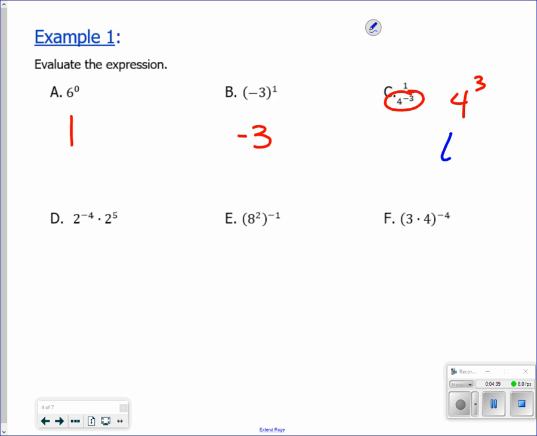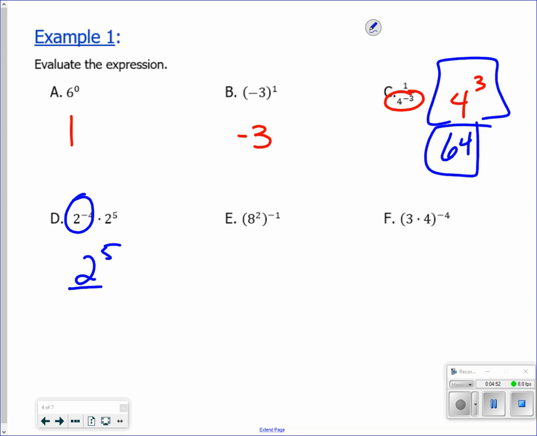So if you have a number, right, this would be 64. 4 to the third power is actually 64. So again, depending on whether or not they want you to leave it with exponents or actually evaluate. All right, this one's in the wrong place. It needs to be on the bottom.